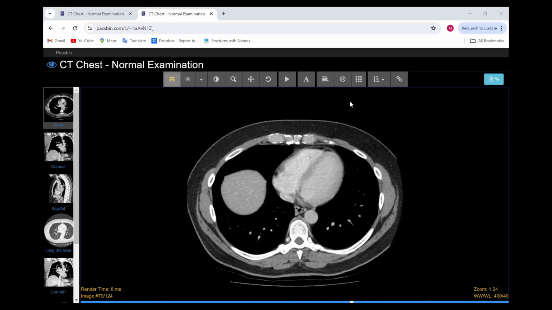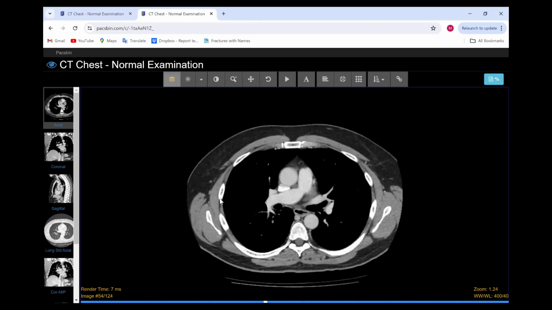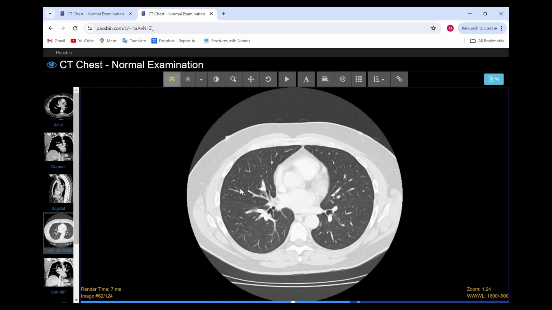Lymph nodes are in the soft tissue. A lung nodule is in the lung. So you can see there are tiny dots in the lung. This is called a lung nodule. But the lymph nodes are within the soft tissue.